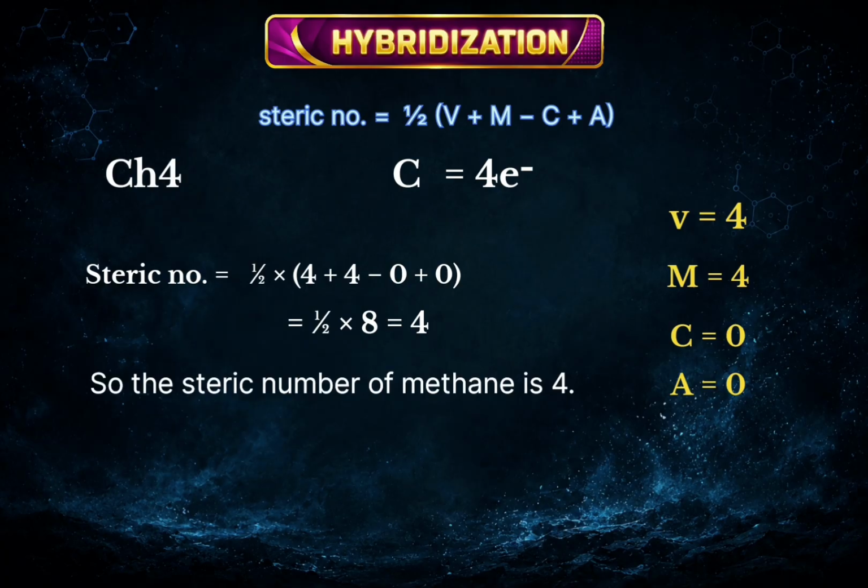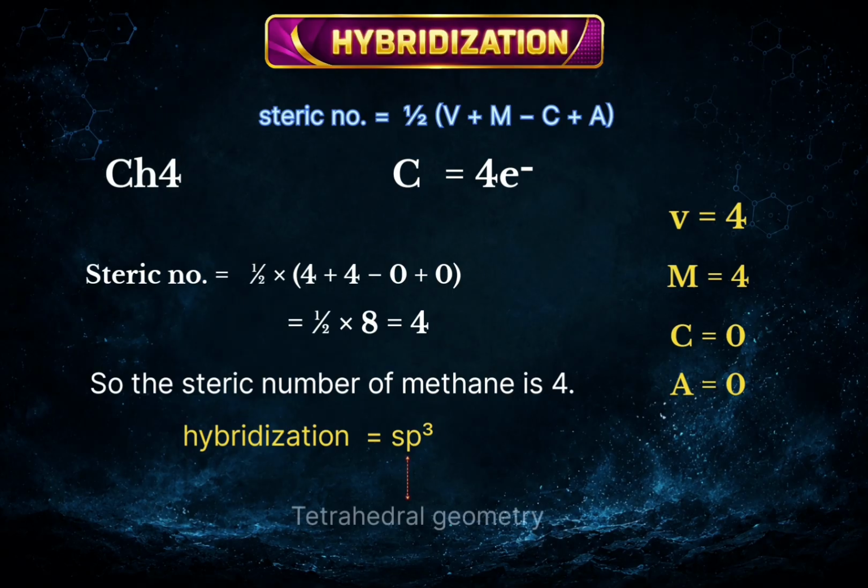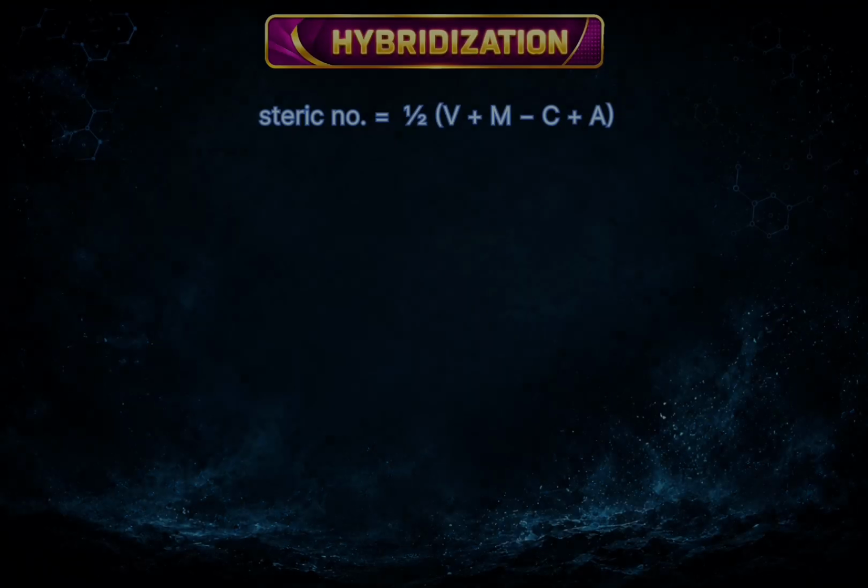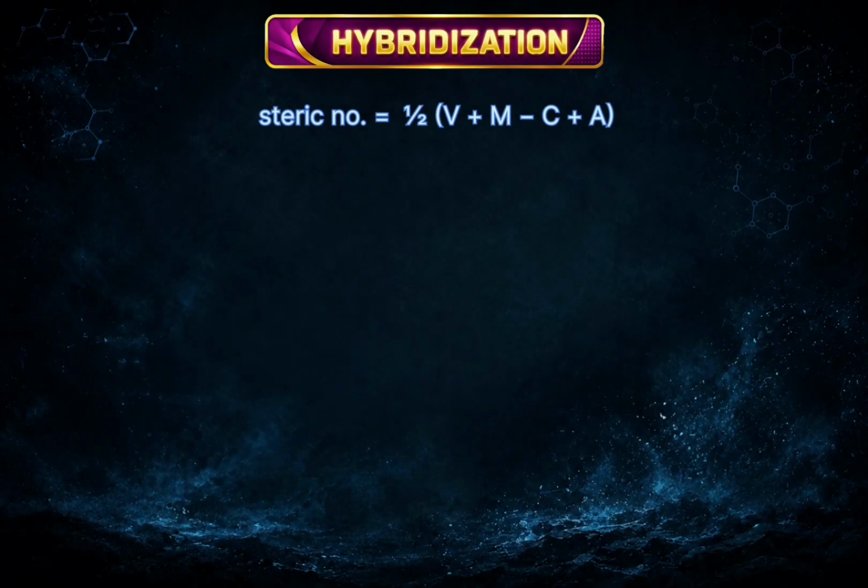So the steric number of methane is 4. A steric number of 4 means the hybridization is sp³. And, as we learned earlier, sp³ hybridization gives a tetrahedral geometry with a bond angle of approximately 109.5 degrees. Now let's solve a few more molecules. You'll notice that the process is exactly the same every time.